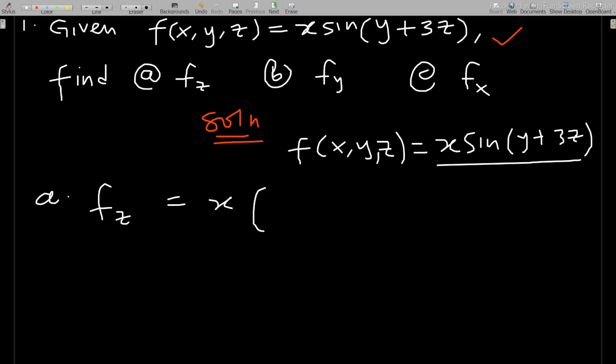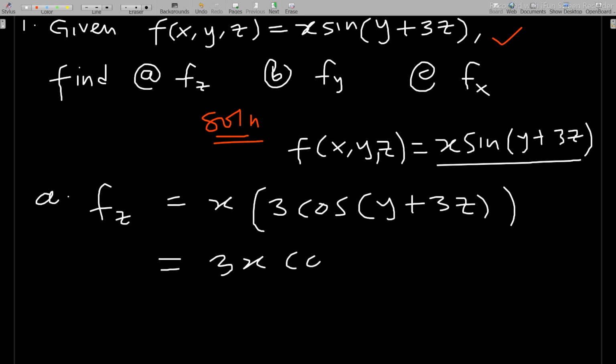Inside the sine you have y plus 3z, so I differentiate that bracket first with respect to z. When I differentiate y, I get 0, so I don't have to talk about that. When I differentiate 3z with respect to z, I get 3, and differentiating the sine, I get cos of the same expression back. So simply fz is 3x cos of y plus 3z. This is very simple, right?